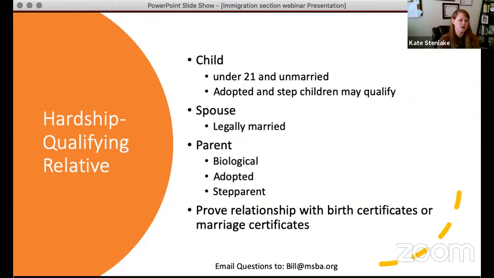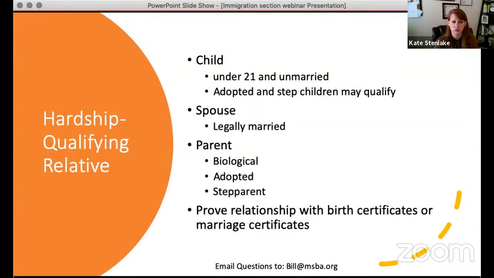Okay, so hardship. If you've managed to make it this far, proving physical presence and good moral character, this usually is where the case turns. It's hardship. First, you have to have a qualifying relative. The qualifying relatives are either children who are under 21 and unmarried. Adopted children and stepchildren usually qualify.